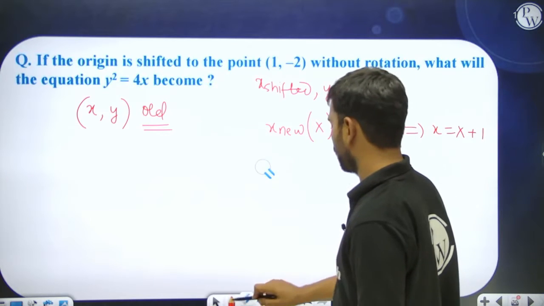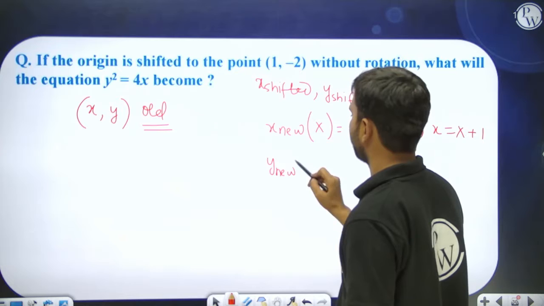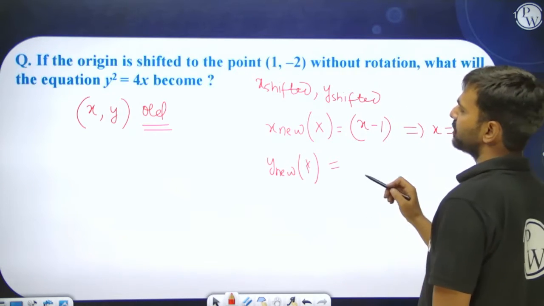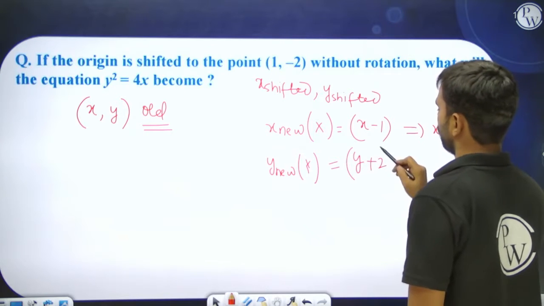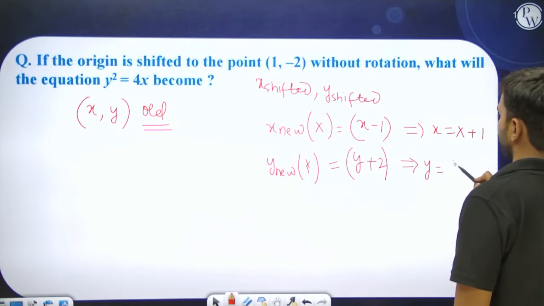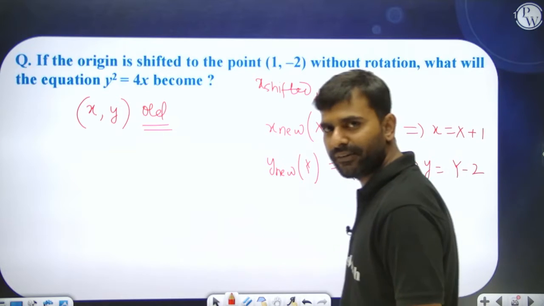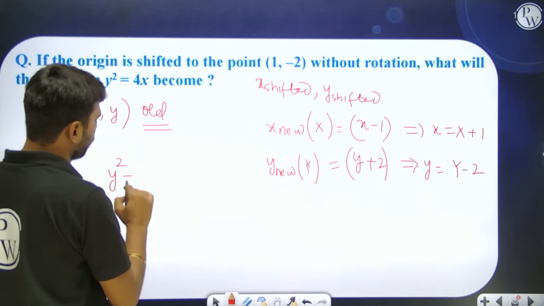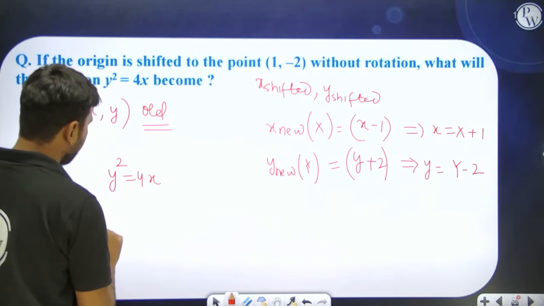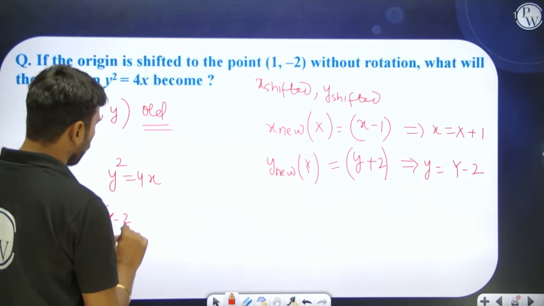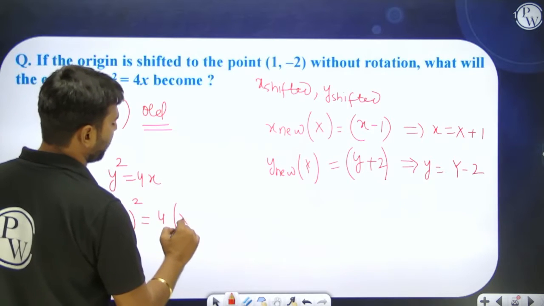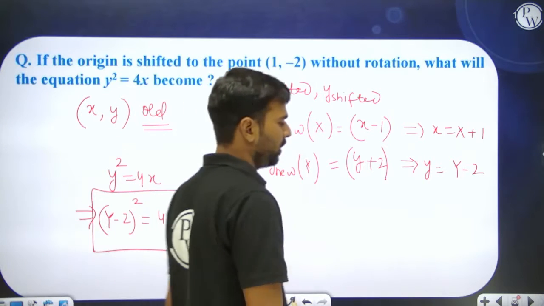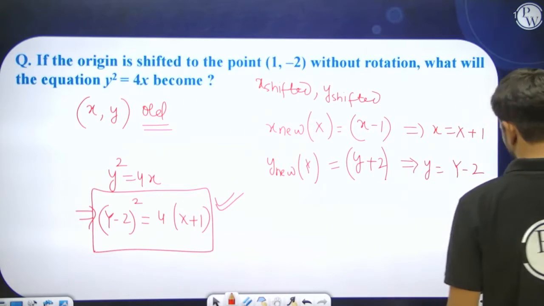y new will be what? Y new is, let's say, capital Y, and this will be equal to what? Y old minus y shifted, so y plus 2, so small y's value is going to be capital Y minus 2. So the moment you get the values of small x and small y, you can put them in this curve y square equal to 4x, and you will get (Y minus 2) whole square equal to 4 times (X plus 1). This is how the curve's equation is going to look now. That's it. So this is the answer.